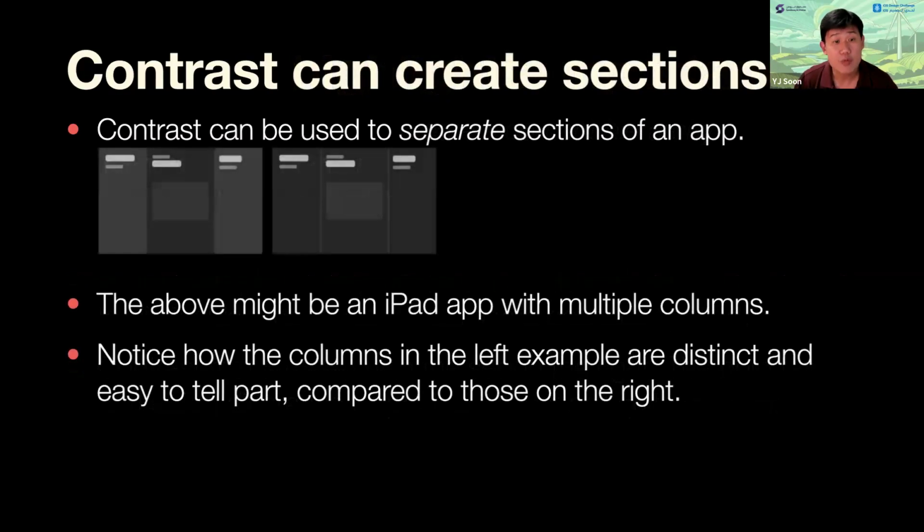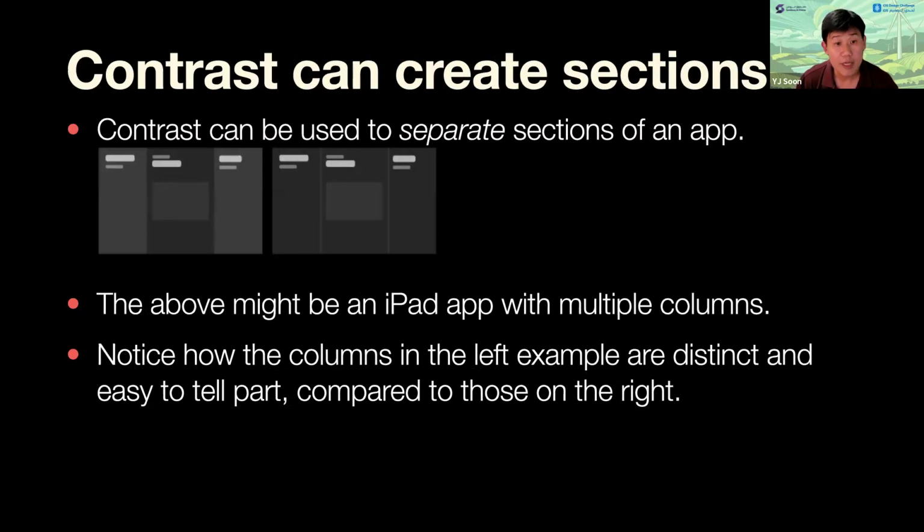One other thing, you can use contrast to create different sections of your app. So if you've ever used an iPad in dark mode, if you use the Mail app, you might notice that there are 3 panels. There's a list of accounts, there's a list of messages, and then there's the message itself. And they have slightly different colors. Contrast that with the example on the right, where all of them are the same color. And that's a lot harder to tell which one is which.